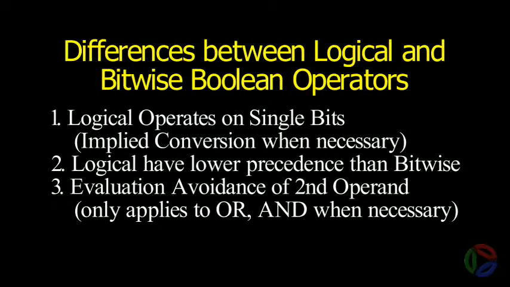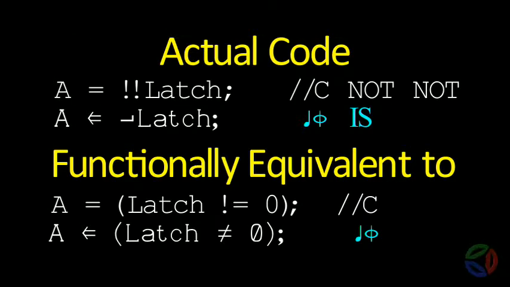So what are the differences between the bitwise and the logical Boolean operators besides the way they look? Well, there are basically three differences. First, logical operators only have single-bit operands. If an operand is not a single-bit Boolean operand, then it is implicitly converted to one with a test for not equal to 0. Both phi and C behave this way.